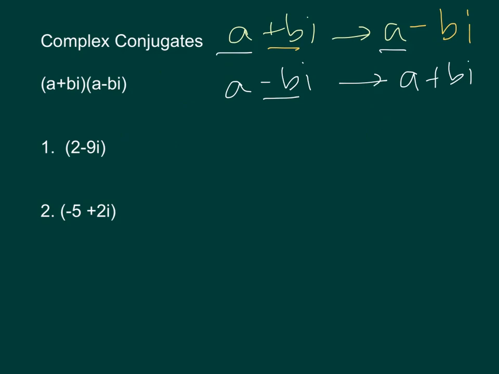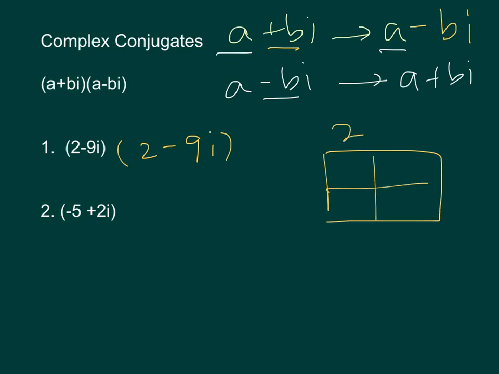So a plus bi and a minus bi are called complex conjugates, and they're going to be really important for polynomials shortly, but it's important that you understand how they work and how they multiply together. So for number 1, the complex conjugate of 2 plus 9i would be 2 minus 9i. And something kind of interesting happens when we multiply them together.